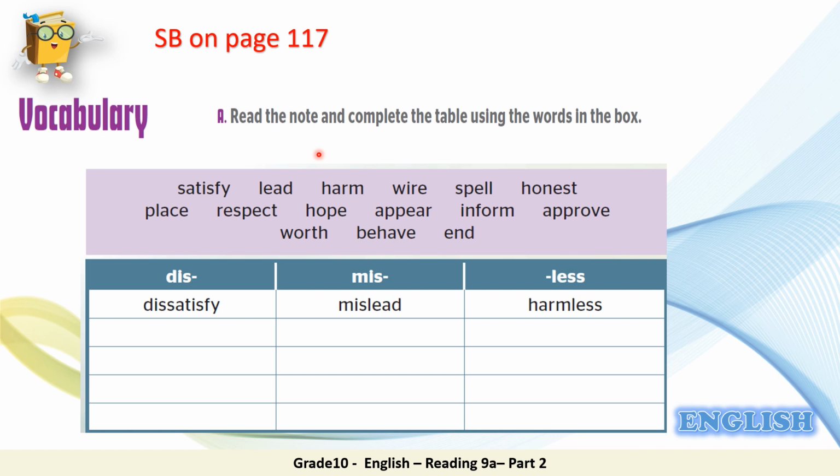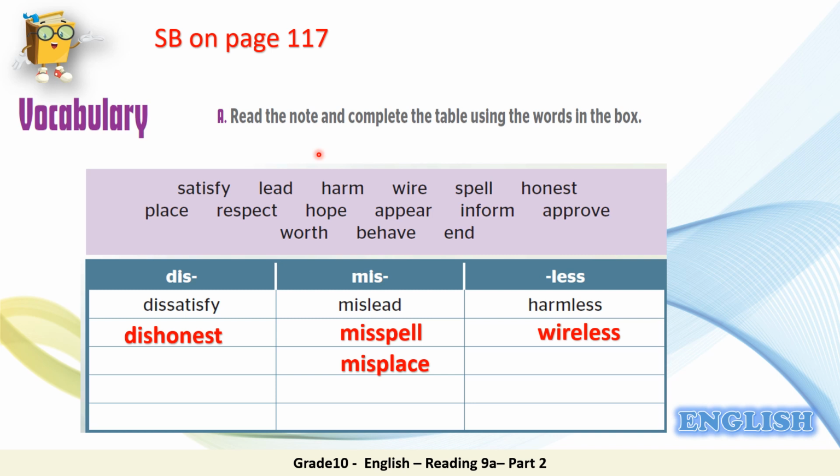Let's correct. How about wire? What is the opposite? How can we change it into a negative word? Excellent. Wireless. We add the suffix less. Spell. The antonym is misspell. Very good. Honest. What is the opposite of someone honest? Very good. Dishonest. Place. It's a verb. We add the prefix mis.